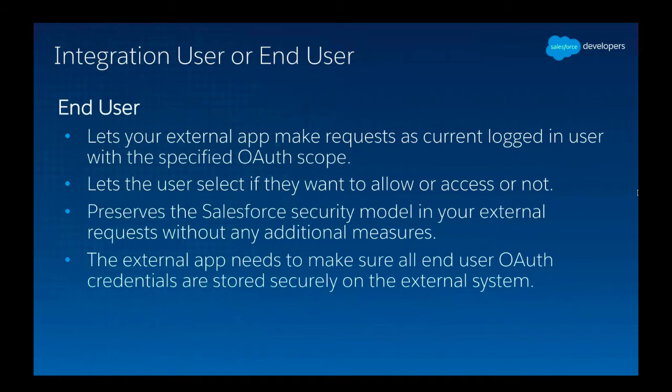So end user, as I said, lets the user actively select exactly what access he or she should have. The external app needs to make sure all end users' OAuth credentials are stored securely on the external system. So once you receive the OAuth tokens, or that access token, you want to make sure those access tokens that are generated for the user are stored securely within your applications.